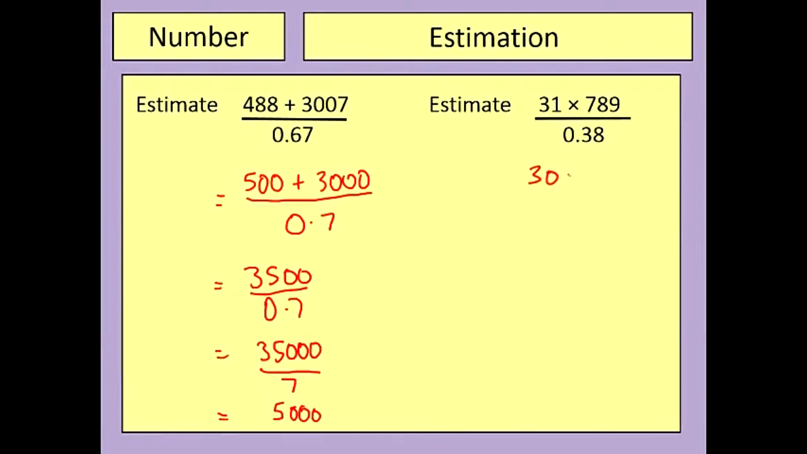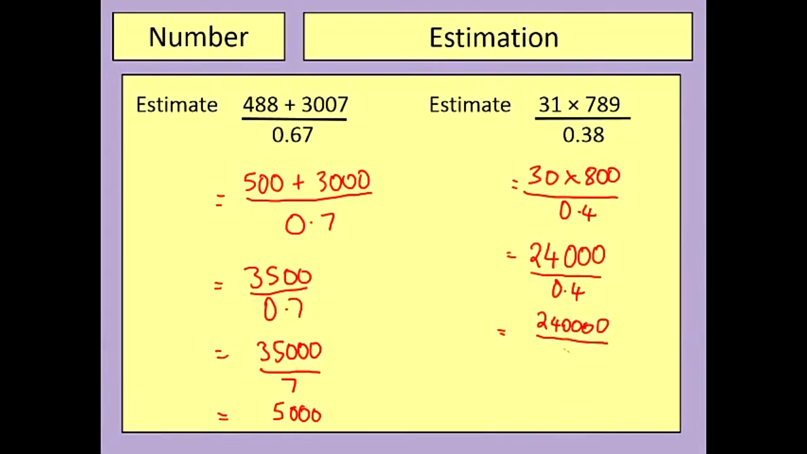And for this one we get 30 times 800, all divided by 0.4. 3 eighths are 24, and then I've got 1, 2, 3 zeros, divided by 0.4. Let's use the strategy and times by 10 on the top, so we get 240,000, and times by 10 on the bottom, 4. 24 divided by 4 is 6, and then there's 4 zeros left, so we end up with 60,000, which is our answer.